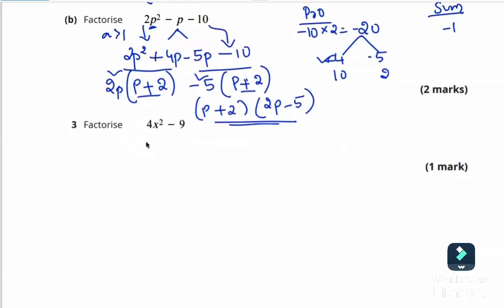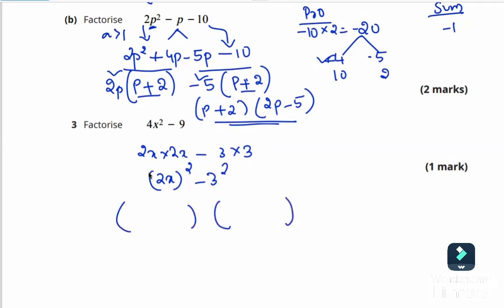And here 4x square minus 9, once again we can write this as 2x into 2x in the factorized form and 3 into 3, right? So it can be written as 2x whole square minus 3 square, and we can write the two factors as 2x 2 times and 3 plus 3 and minus 3.